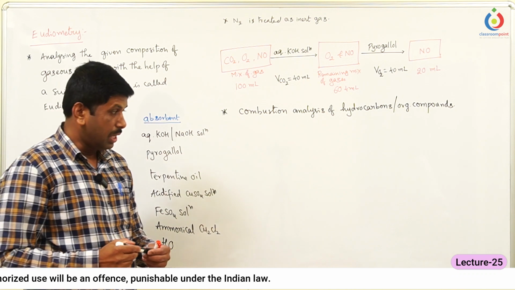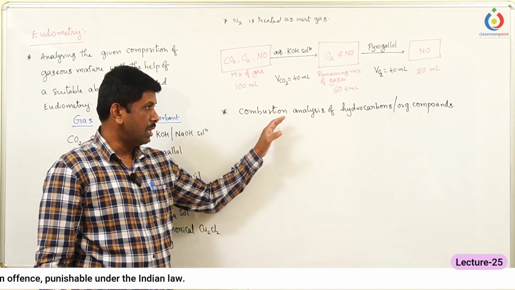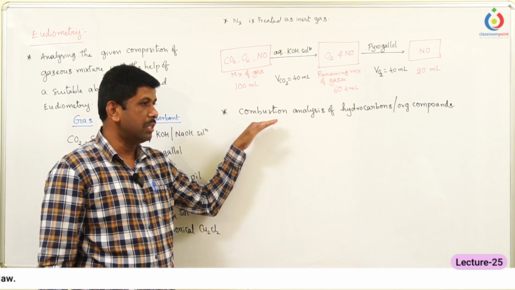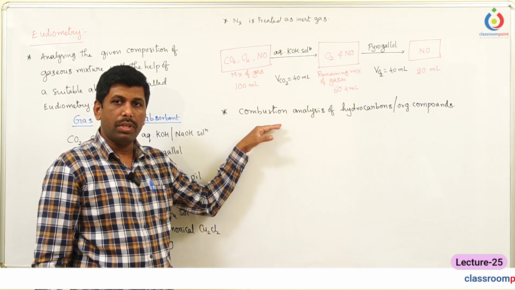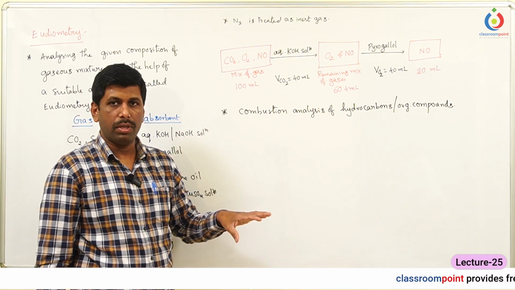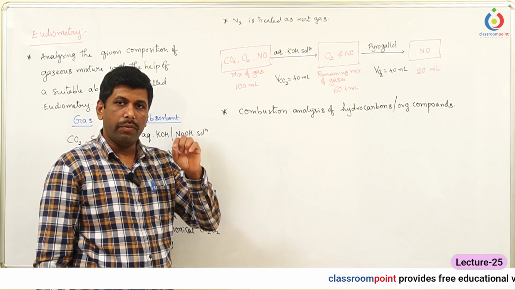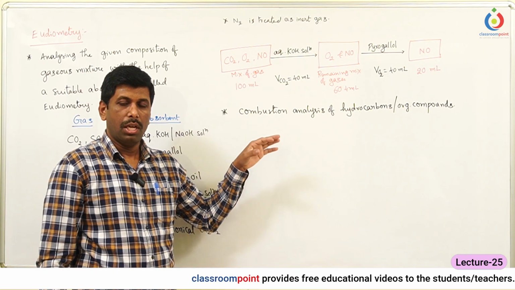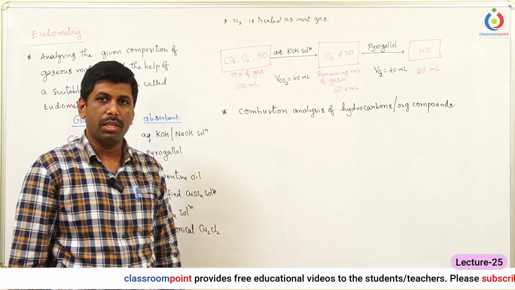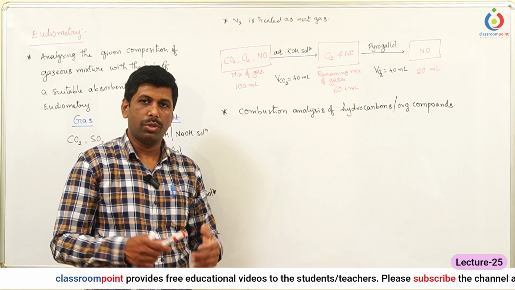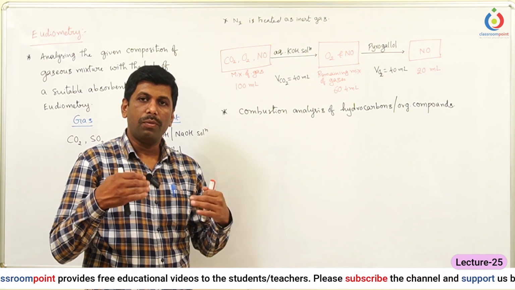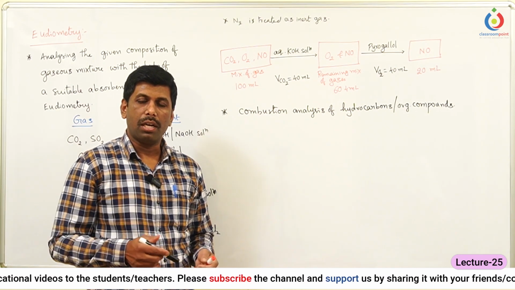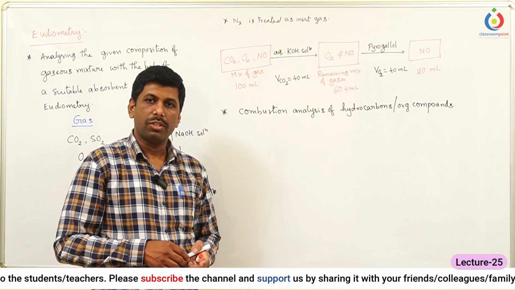So what is the meaning of combustion? When a particular compound is burned in the presence of an excess or sufficient amount of oxygen, converting every element into its respective oxide, it is called the combustion process. All combustion reactions are exothermic in nature. Combustion is nothing but burning. You know that when a particular compound is burning, you will feel the heat. That means all combustion reactions are completely exothermic in nature.